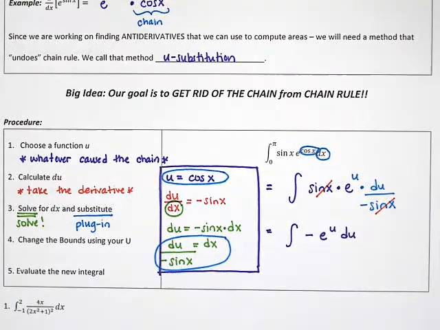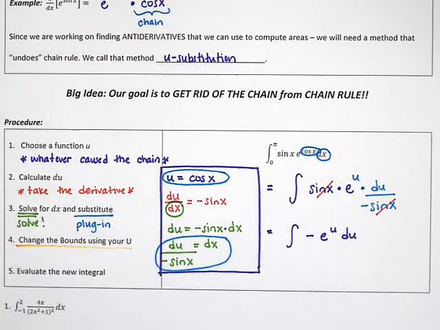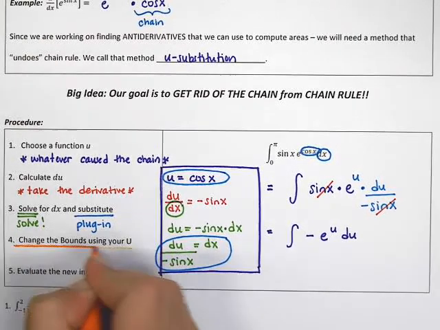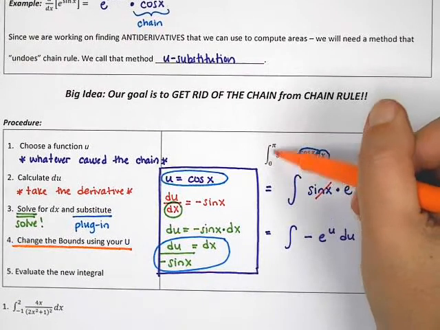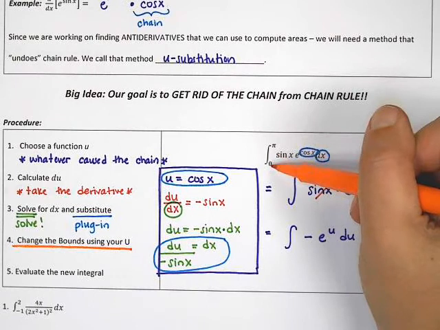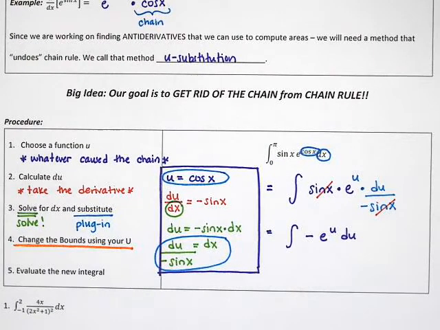Step number 4 is the step that students forget the most often. So we're going to make sure we take it slow and understand how this happens. We need to change the bounds. We need to change the bounds using our u. Now, if you remember, these were both x values. This was the beginning x and this was the end x. But nothing in our problem has x's anymore. So we're going to have new numbers.